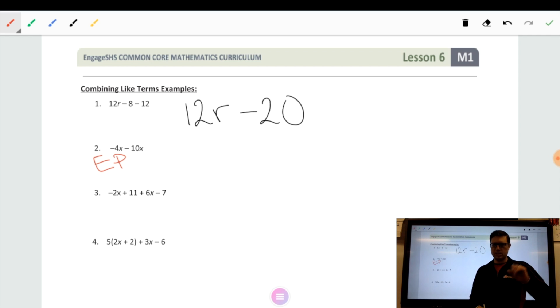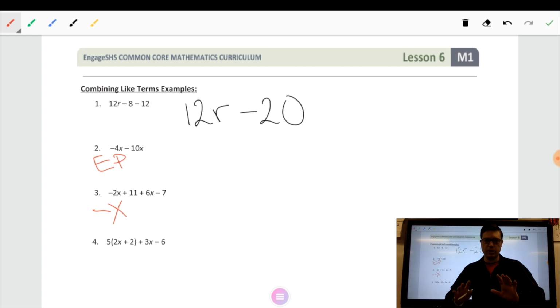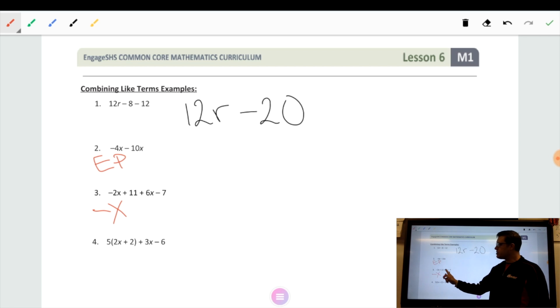Let me do 3. Okay, example 3. So this is kind of a little bit different because we have some negatives and some positives that we're blending together. But I'm going to write this as negative x. So first of all, let me explain. I'm going to take each of these terms.